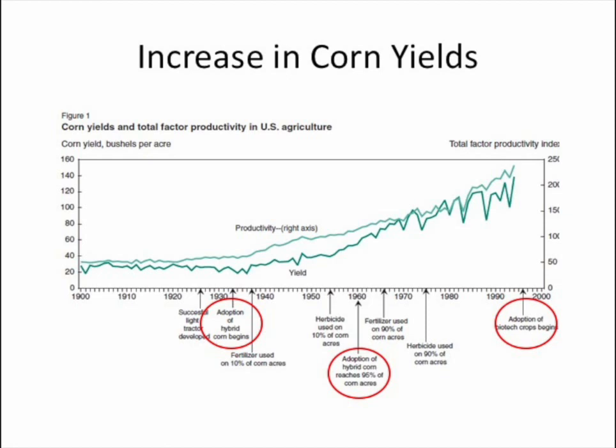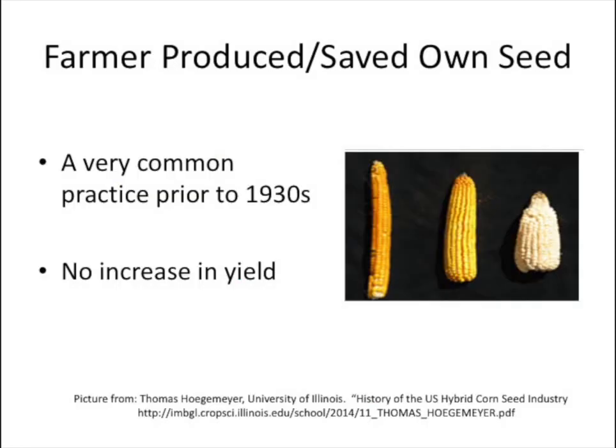So those adoptions have impacts on our growth of seed corn over time. Prior to the introduction of the seed industry, or prior to the 1930s, most farmers produced and saved their own seed. So at harvest, they would select the ears of corn that looked the best, and those would then be used for seed the next year. It's important to note that this self-selection had resulted in no increase in yields over time.